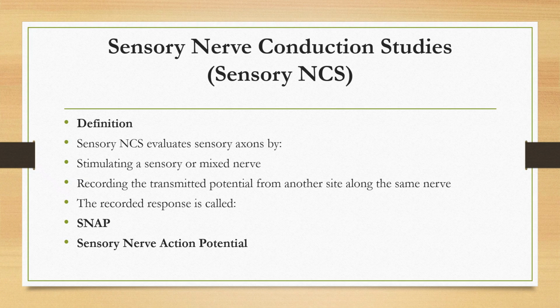Sensory NCS evaluates sensory axons by stimulating a sensory or a mixed nerve, recording the transmitted potential from another site along the same nerve. The recorded response is called sensory nerve action potential.